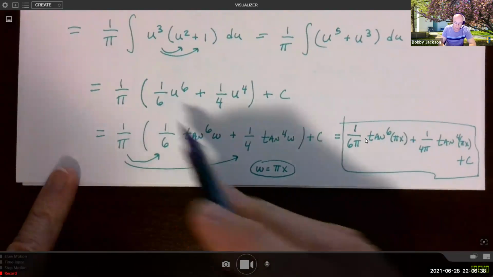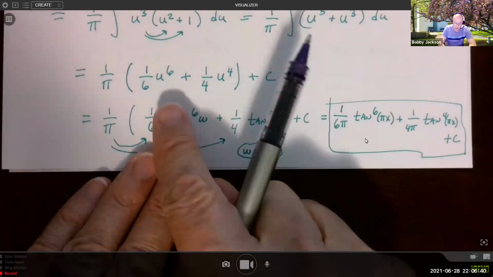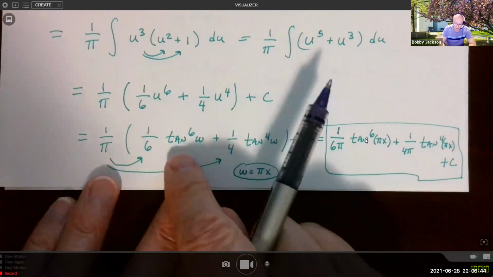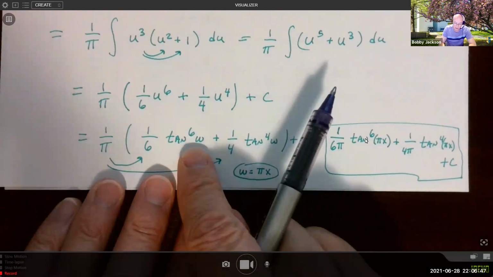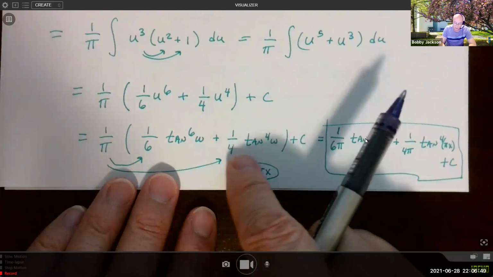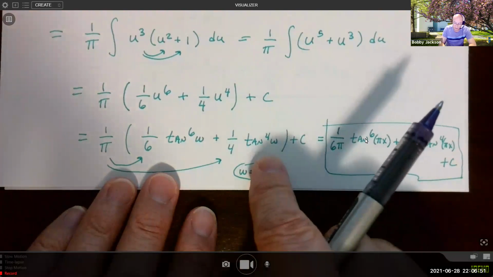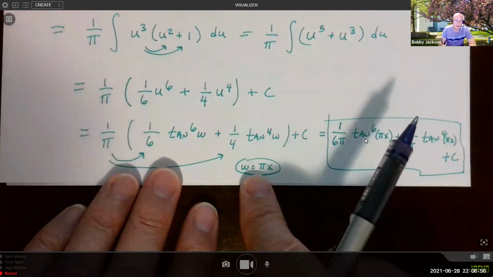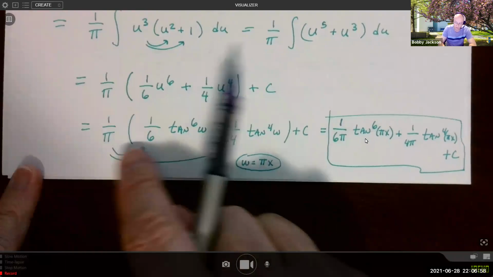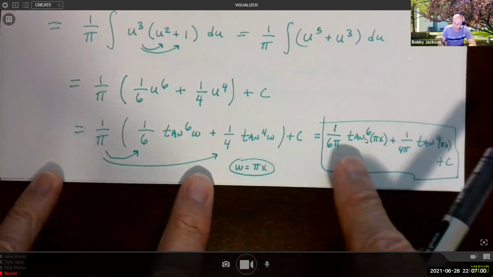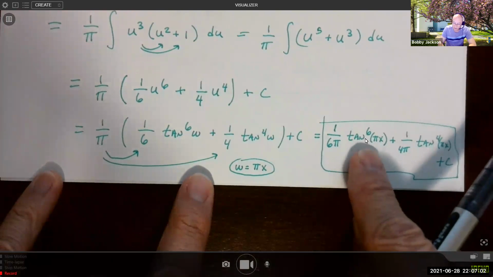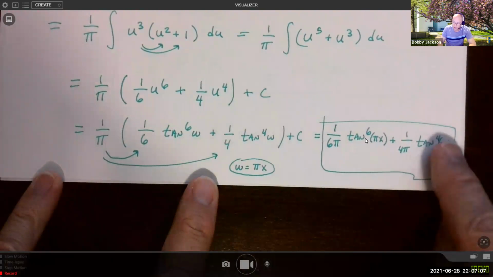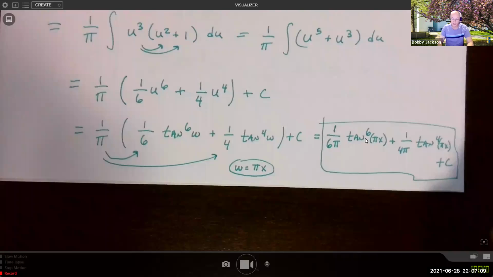Multiply through by the 1 over pi. Remember what u was? It was tangent of w, if you remember, right? So I replace that with tangent of w. I get tangent to the 6th of w plus 1/4 tangent to the 4th of w. But don't forget what w was. w was pi x. And so if I do that, and if I distribute this 1 over pi, I get 1 over 6 pi tangent of pi x to the 6th power plus, multiply by 1 over pi, 1 over 4 pi tangent to the 4th of pi x plus a constant. And that's the answer.